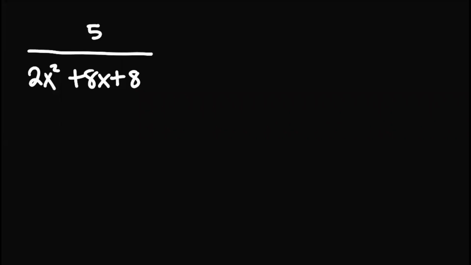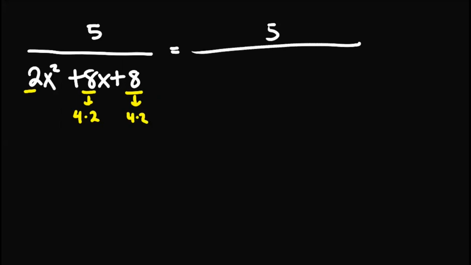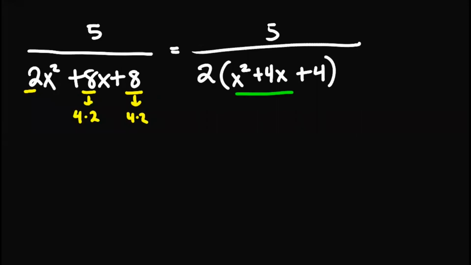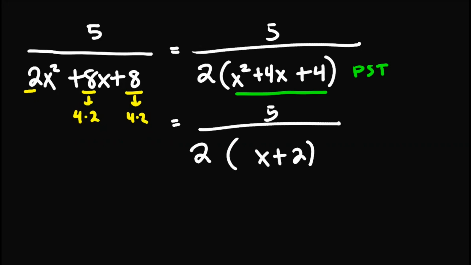So first, note that we can actually factor out a common factor of 2 in the denominator, since 8 can be written as 4 times 2. So we'll have here 5 over 2 times x squared plus 4x plus 4. And observe that this trinomial out here is a perfect square trinomial. So this factors into 2 times x plus 2 squared.